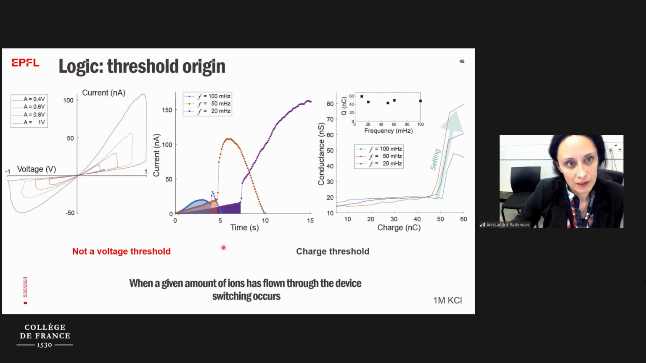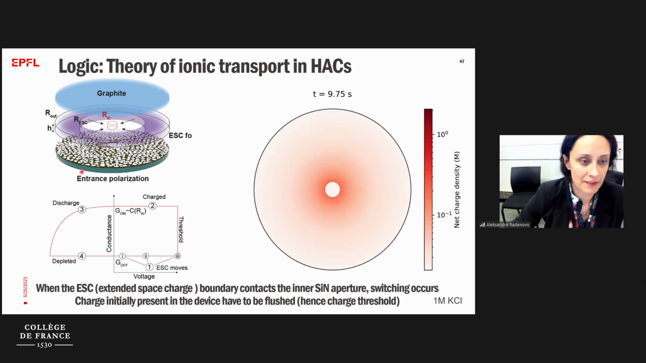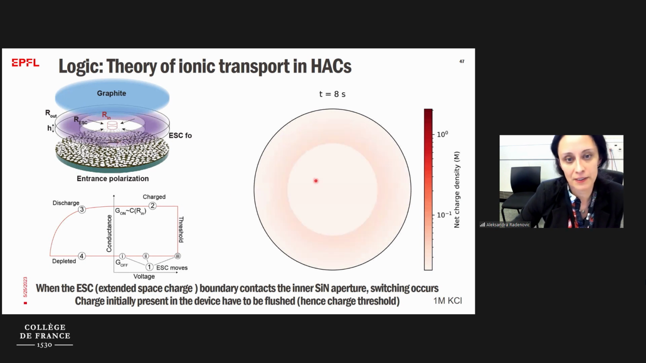That led us to believe that when a given amount of ions has flown through the device, the switching occurs. Now, to understand this a little better, we build a simple toy model. In this toy model, we look at the entrance polarization effects and see that we have a system with concentration polarization effects that are really dependent on geometry.